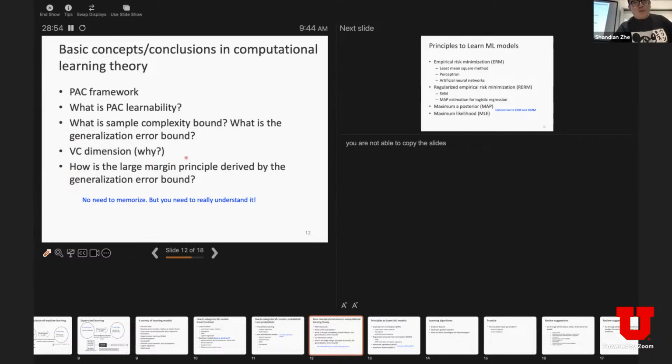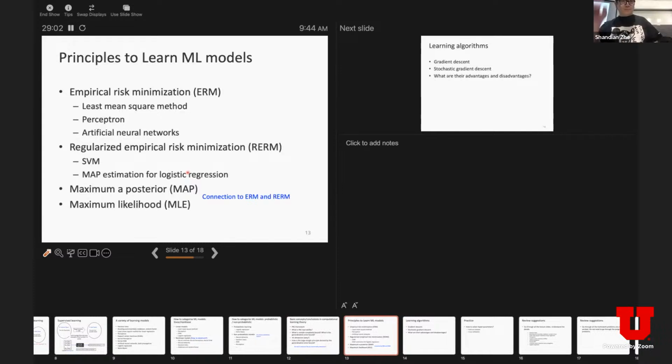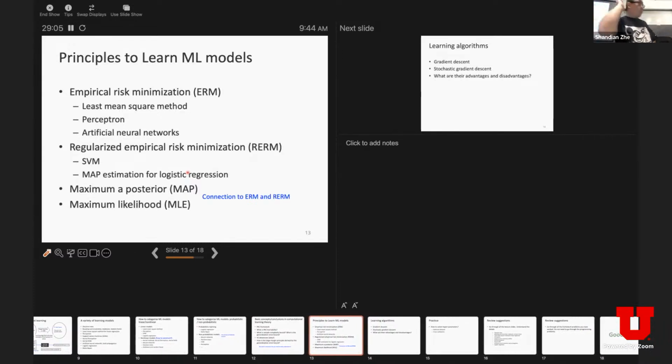And how is the large margin principle derived from the generalization error bound? I guess let's circle back to what I have discussed about SVM, right? How SVM was invented, right? And also the more abstract principles of learning machine learning models, right?